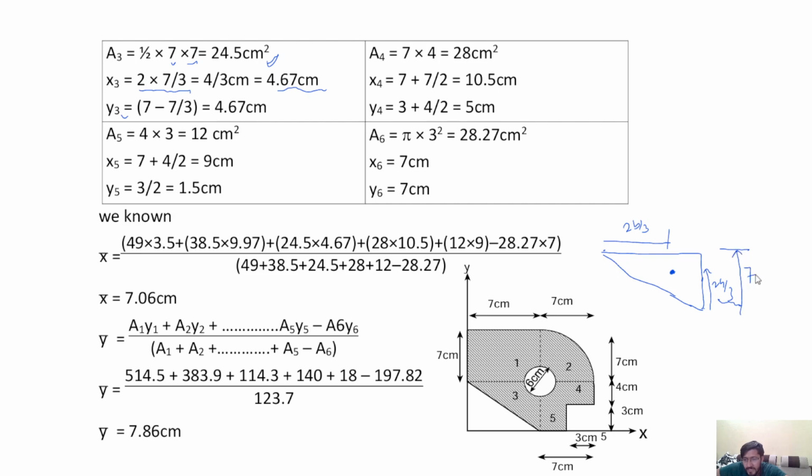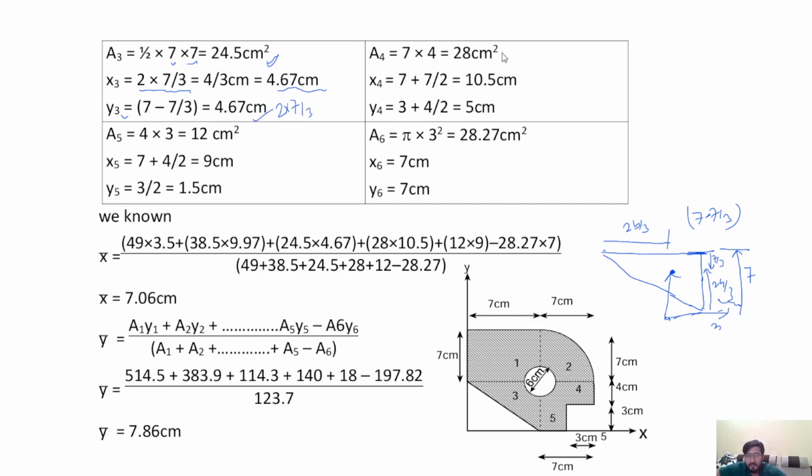Or you can write this distance is equal to 7, and from this base we move 7 by 3. So 7 minus 7 by 3 means you move from the reference x-axis to this centroid. That's why 7 minus 7 by 3 is also the centroidal distance, which is equal to 2 into 7 by 3.